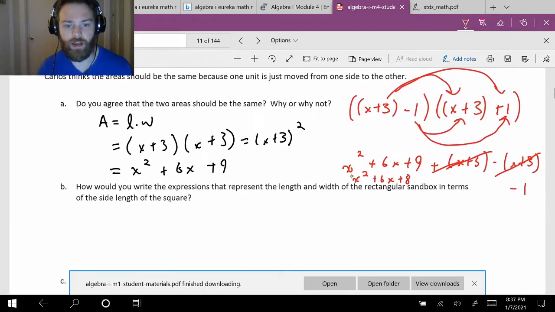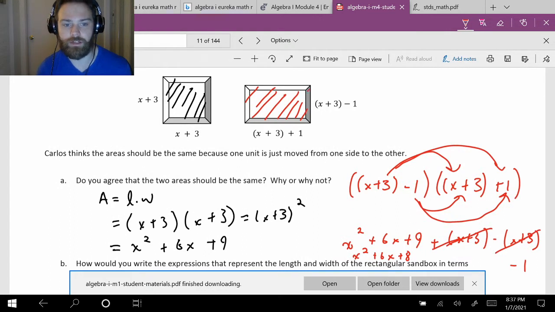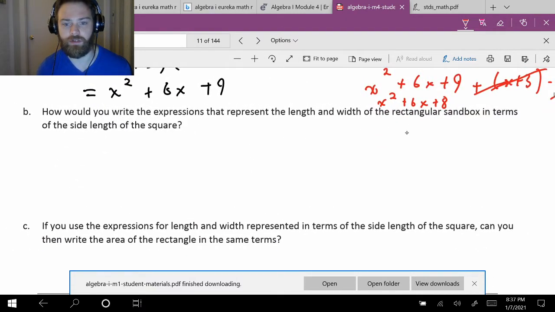So they are not the same, and that's because there was 1 square unit lost in the translation, okay? So the first square sandbox has the most area. How would you write the expressions that represent the length and the width in terms of the side length of the square?